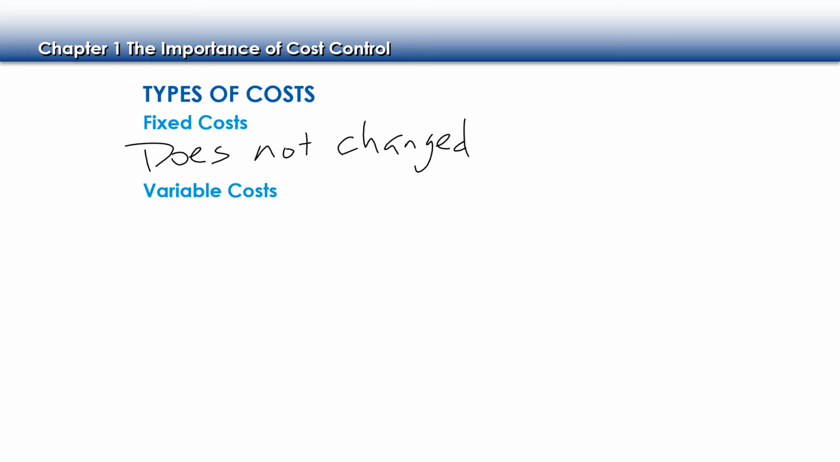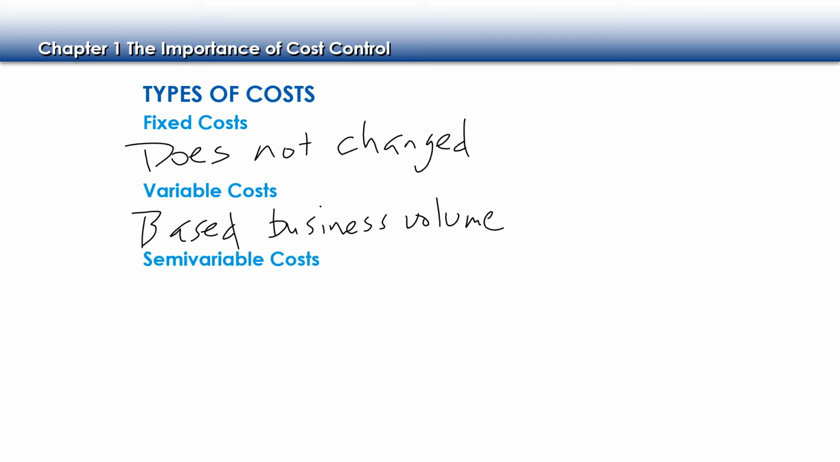So our variable costs, they change based on how busy we are. So our business volume. If we're really busy, then we need to spend more money on ingredients to prepare the food. If we are really slow, then we might need to start sending people home so we don't spend as much on our labor. And so we do have some variable costs that have some attributes of both fixed and variable. That's why it's called semi-variable. We'll talk about that in just a moment.